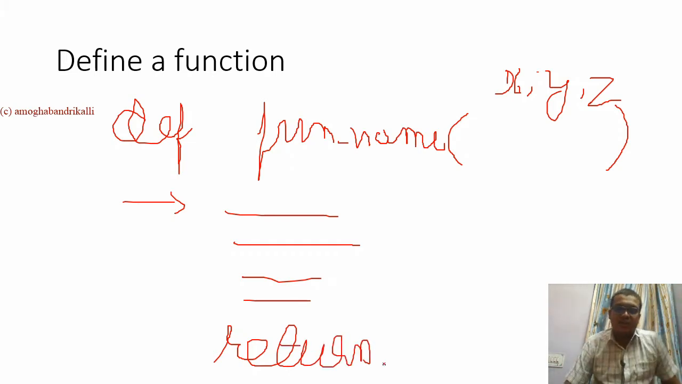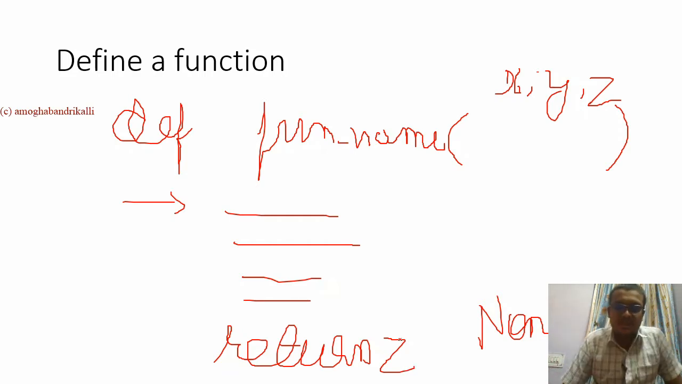If you are not returning anything, the default value None will be returned. If you are writing any expression, that value will be returned to the main program. So return normally exits the function. If you are not writing anything, it is going to exit the function, or else if you are writing any expression, that value will be returned.